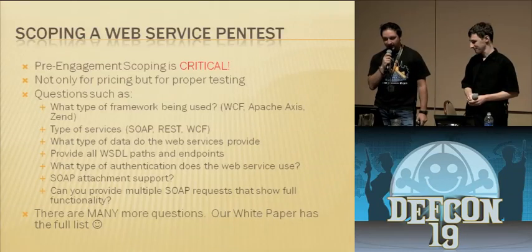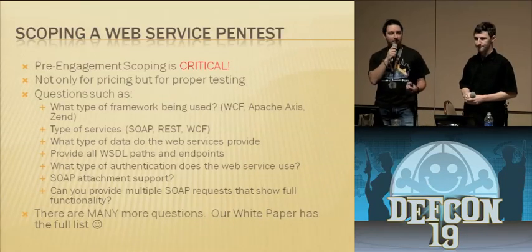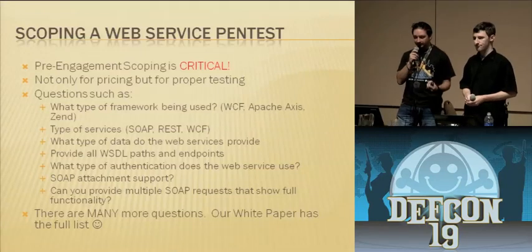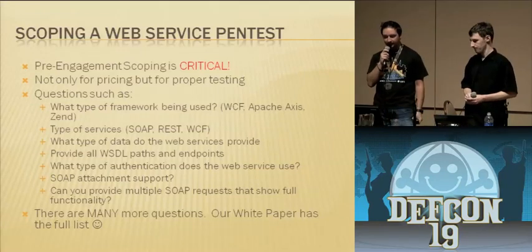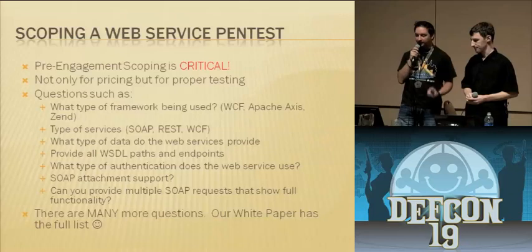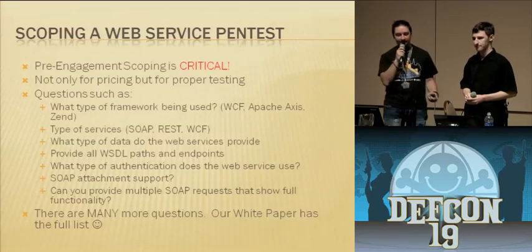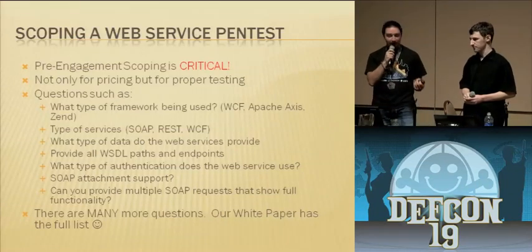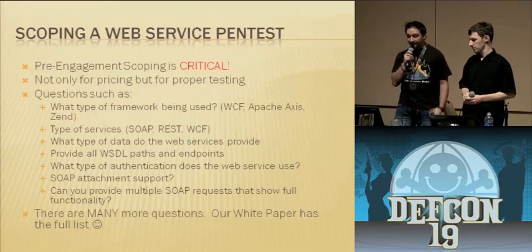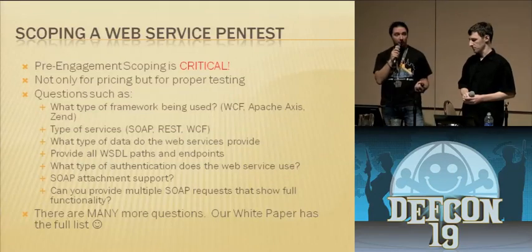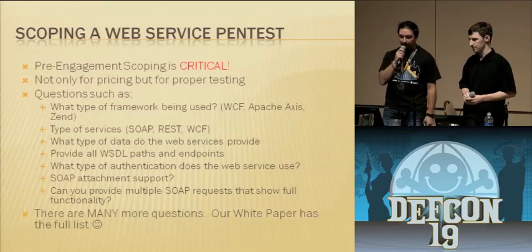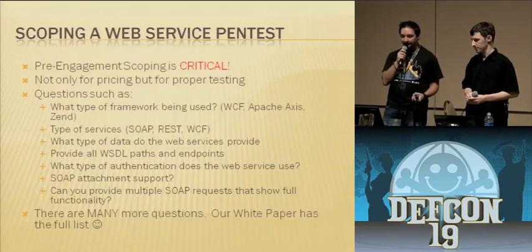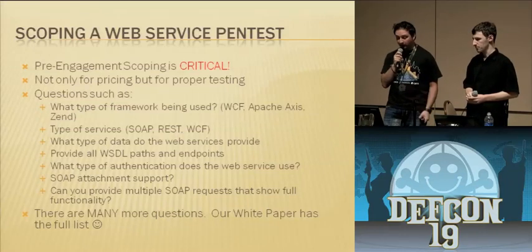So scoping. This is a big piece that I want to spend some time on. This is absolutely critical when we're talking about testing web services. These are the types of questions you need to ask. Things like determining what type of framework: WCF, Apache Axis, Zend. You have to know that to start off with. The types of services: do they use REST, SOAP? What type of data? Provide all those WSDL endpoints and paths. We need to have that in advance to do the testing properly.